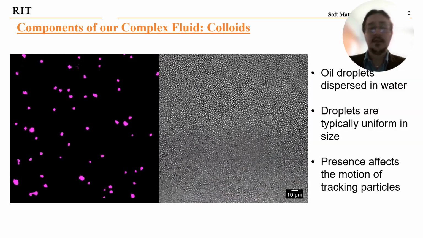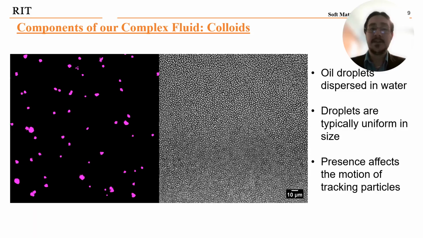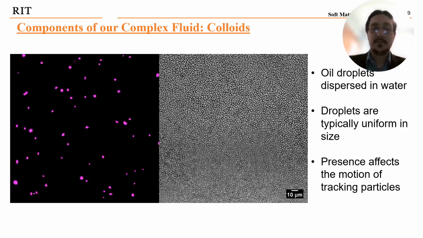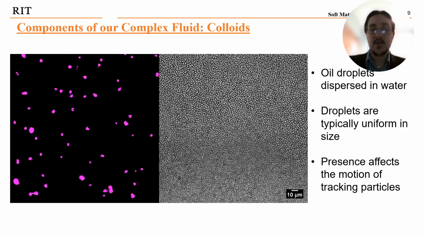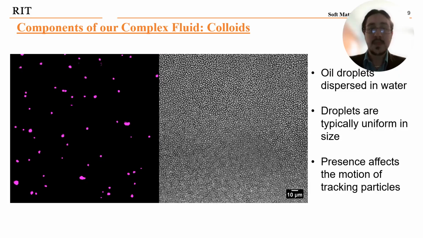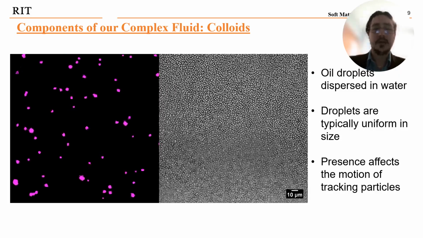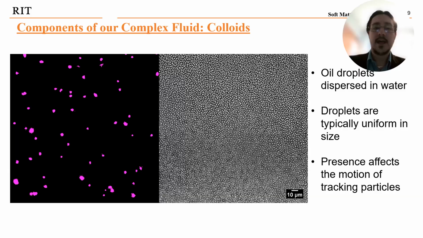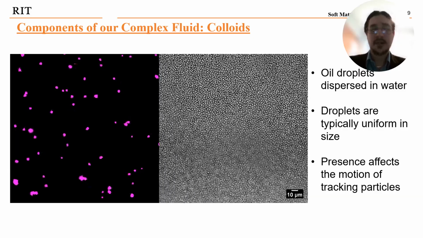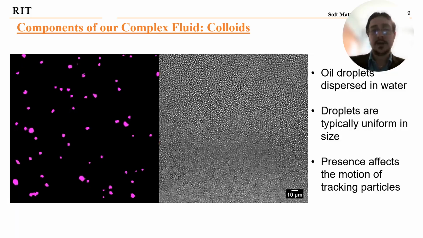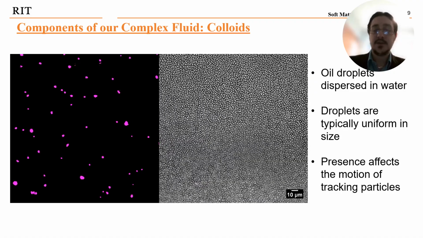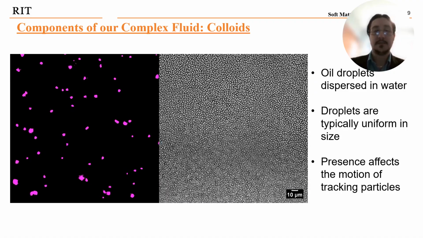droplets. Now, these two videos that you see here are of the same medium in the same frame. The part on the left is showing the fluorescent imaging of this mixture, while the image on the right is showing the bright field image of the medium. If these colloids were not present, our tracking particles would be allowed to move freely throughout the medium, but the presence of these colloids is hindering their movement slightly, which is going to affect our MSD, our diffusion, and the viscosity of our medium.